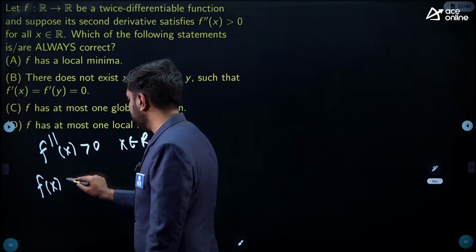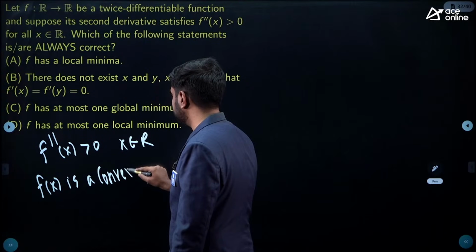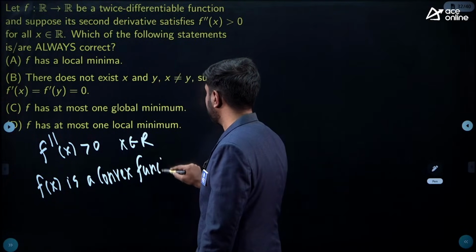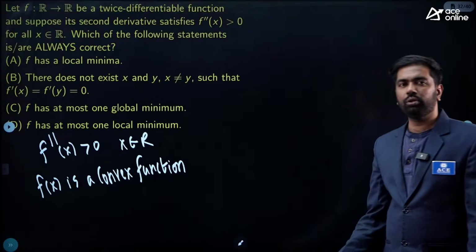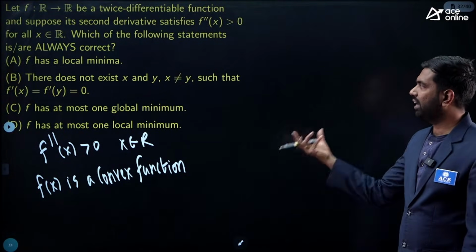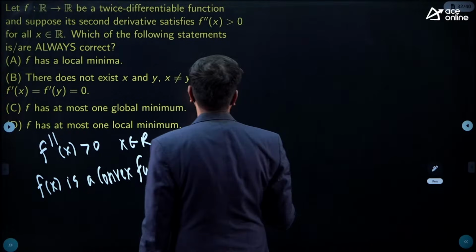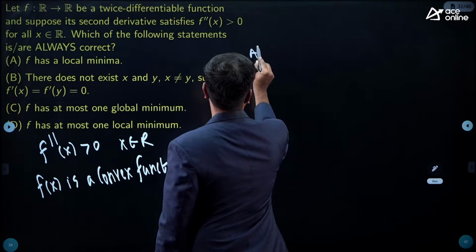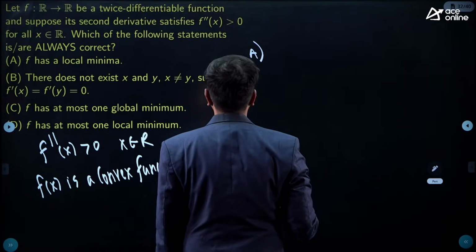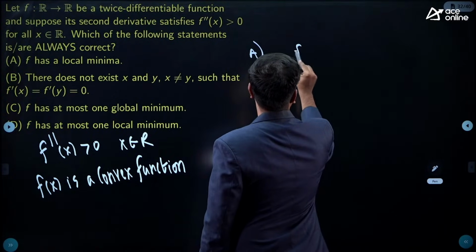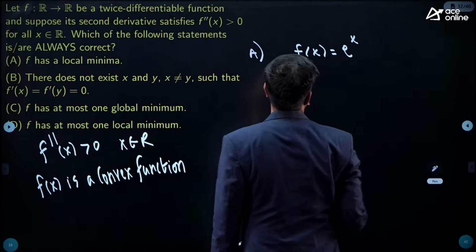So what is f of x? F of x is a convex function. So the more properties you learn about convex functions, handling this would be very easy. Now let me handle option A. In option A, it says f of x has a local minima. Let me take a counter example where f of x is e power x.